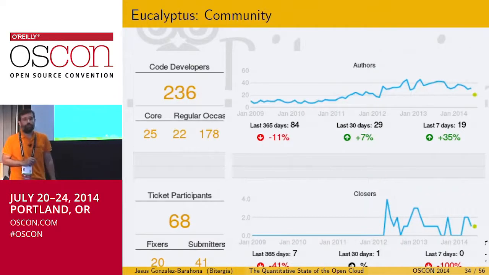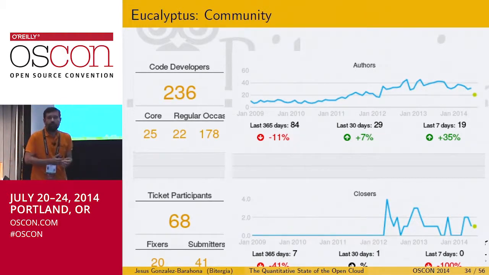This is Eucalyptus. As I said, the community of code developers is higher, but when you come to the core, it's also higher, but not that much higher. And when you look at regular, they have a difference with the previous one. Remember, for OpenNebula, they have 3 regular, and here you have much more, and they have much more occasional. That basically means that they are accepting commits from a wider community than the other one.